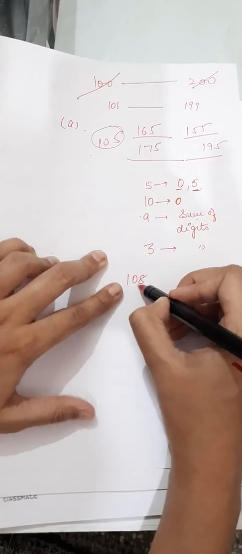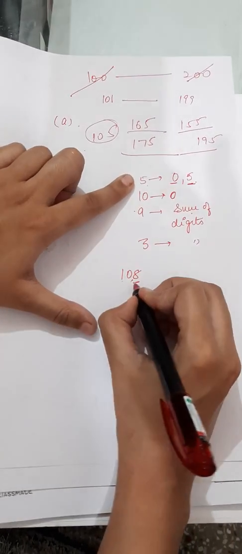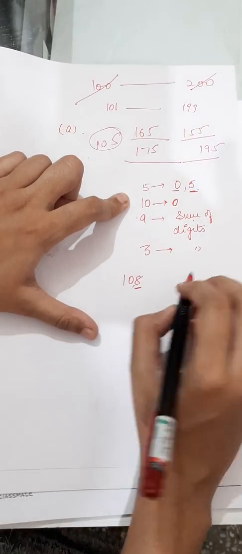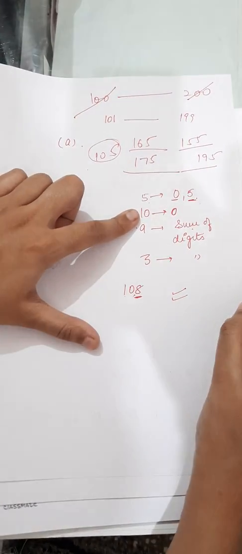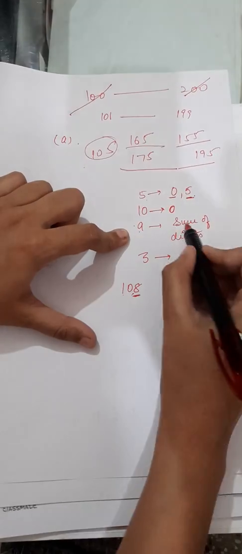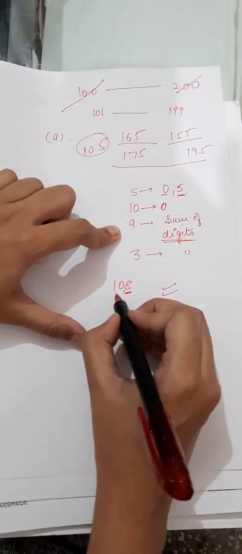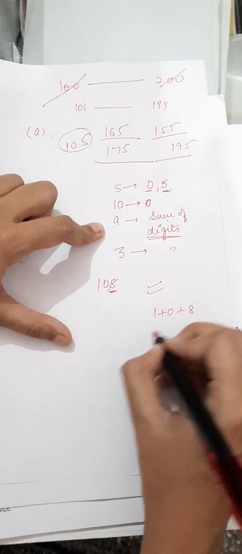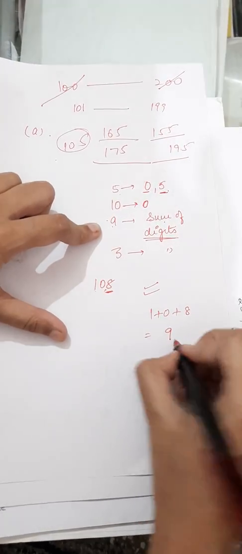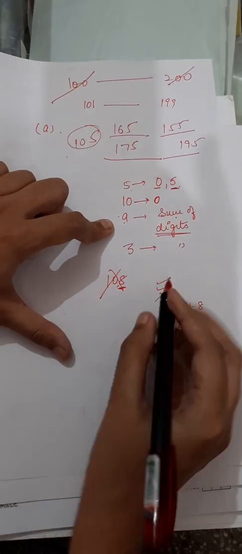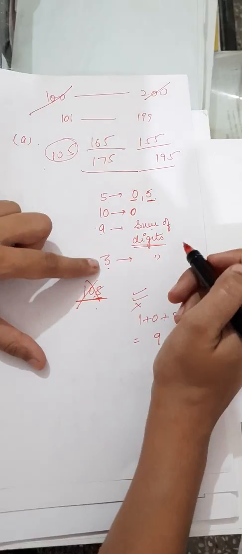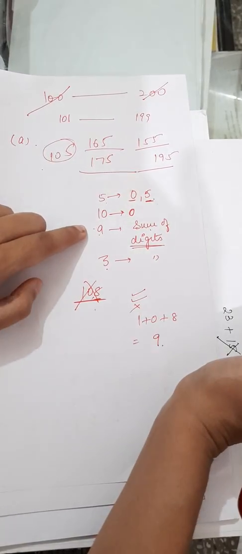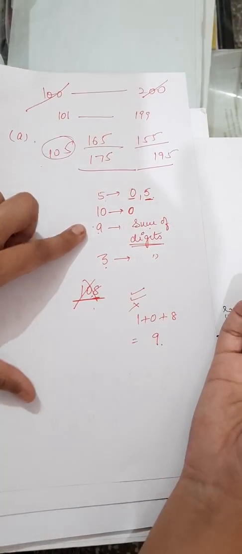See, this 108 is not divisible by 5 because 5 is not there. So for this it is correct. For 10, since 0 is not there, that means this is also correct. For 9, the sum of the digits is, what is 1 plus 0 plus 8? It is going to give me 9, but 9 is divisible by 9. So that means I cannot take this number. This number is going on the table of 3, but I should take the number which is going on the table of 3 but not on 9. So I am going to take some other number.